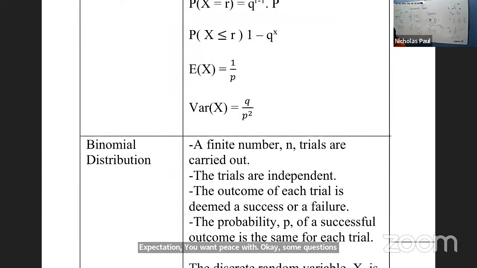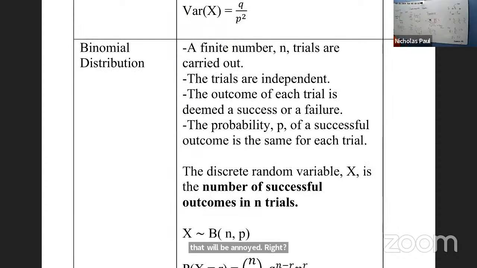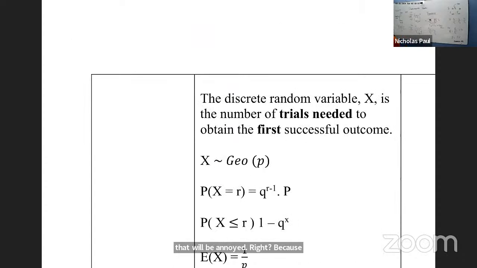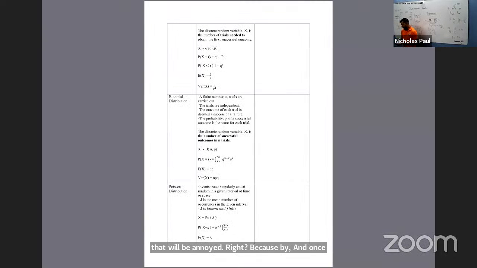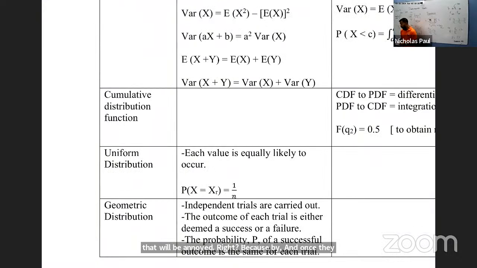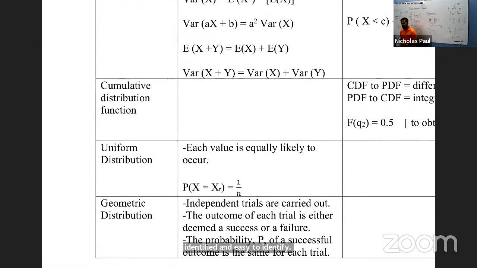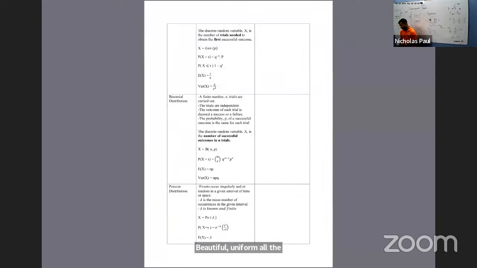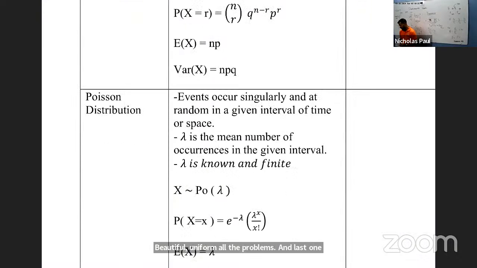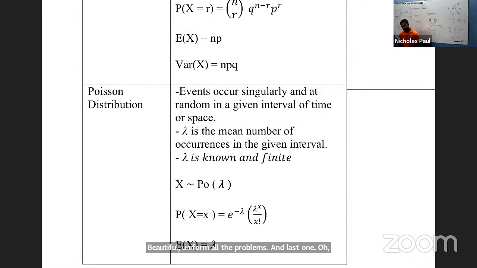Okay, some questions are simple, you know your distribution, sometimes you have to figure it out. It's easy to figure out binomial because of the keyword I told you: number of successful outcomes in n trials. Once you identify it's not a binomial, it's geometric. It's easy to identify uniform, all the probabilities are the same. And the last one, Poisson, is where there's an average. You get a mean over a particular interval.